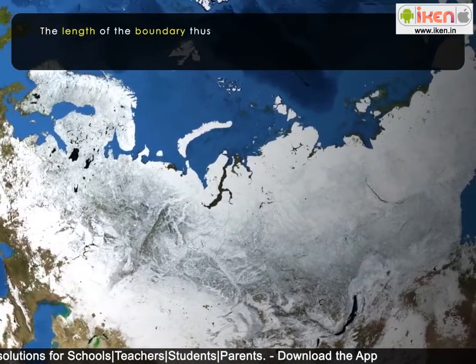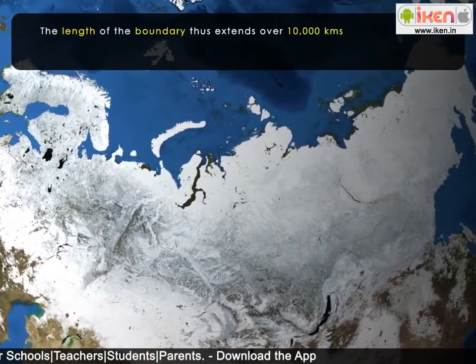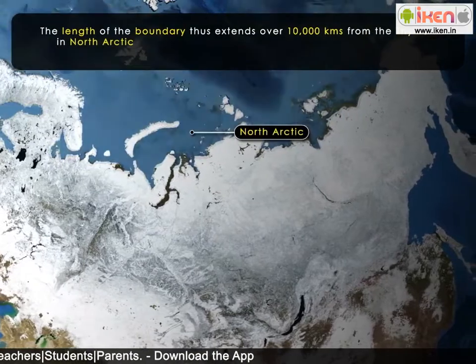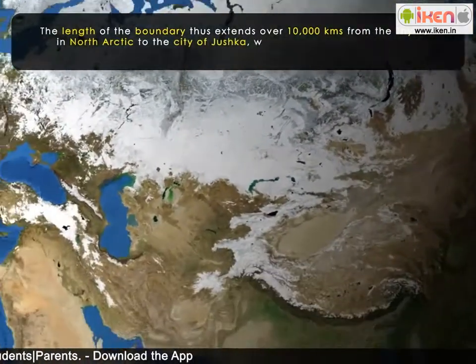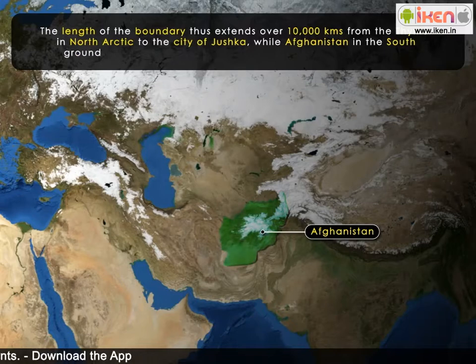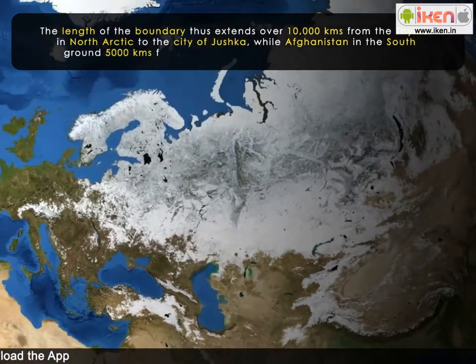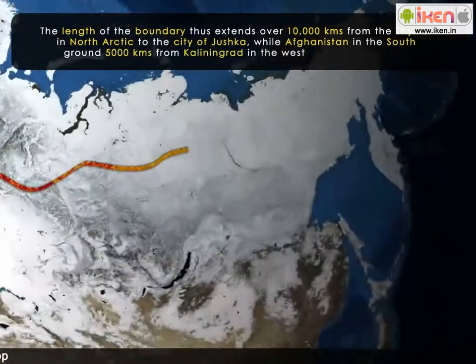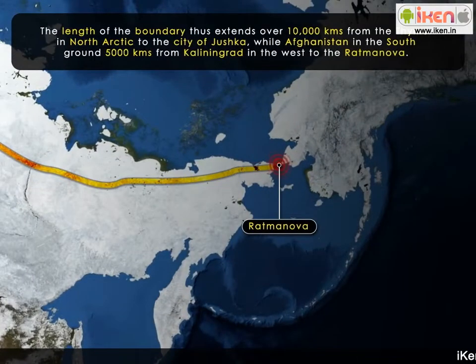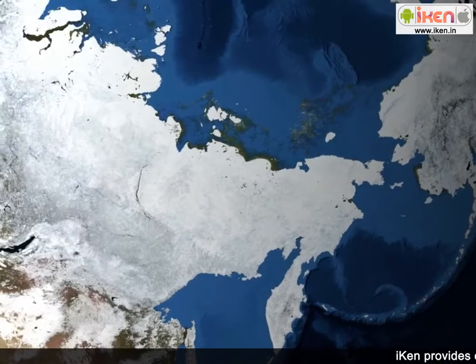The length of the boundary thus extends over 10,000 kilometers from the Taymyr in the North Arctic to the city of Jushka, while Afghanistan in the south grounds 5,000 kilometers from Kaliningrad in the west to Ratmanova or Big Diomede.